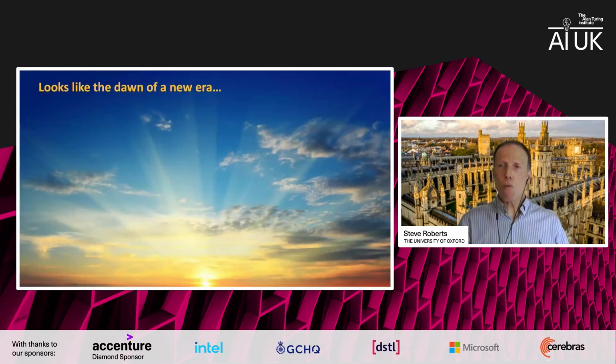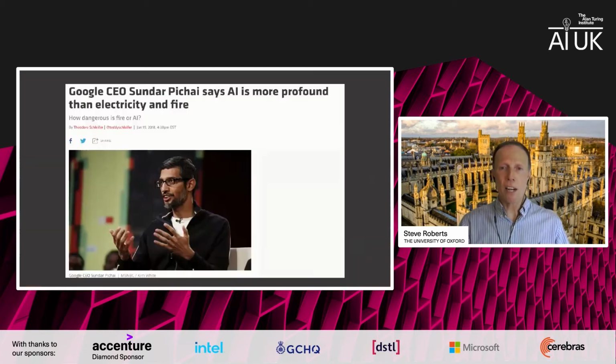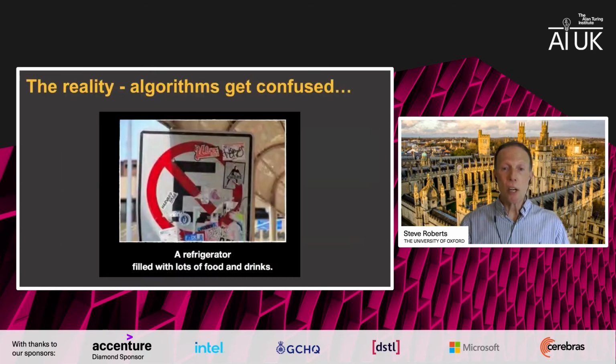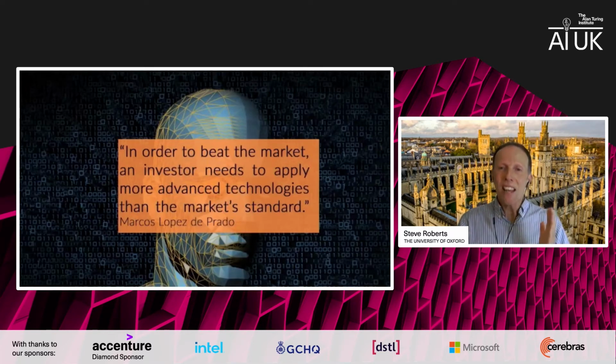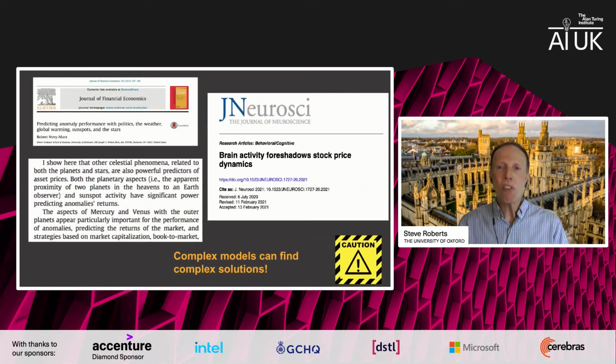So let me wrap up by saying I think there are some really important take-home messages: models that don't require vast amounts of data, that mean we can learn universal patterns in our data. Maybe this is really electricity and fire, as Sundar Pichai says. I think the reality is algorithms are still prone to confusion and failure. This is not a refrigerator filled with food and drink. And as we push in the market to more and more advanced technologies, as Lopez de Prado talks about in his excellent book on machine learning in finance, we need to worry about the kind of things we learn.